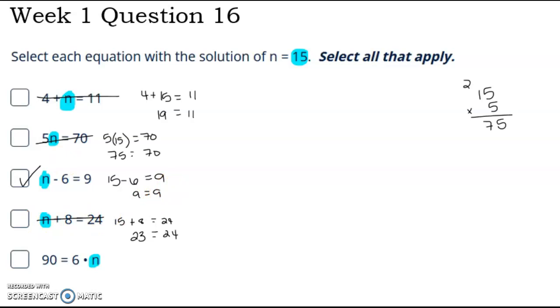And then your very last one is that 90 equals 6. That dot means times 15. Well, I don't know that off the top of my head, so I'm going to go ahead and write that over here. 6 times 5 is 30. 6 times 1 is 6, plus 3 more is 90. Hey, 90 equals 90. That is a true statement. So it would be these two.